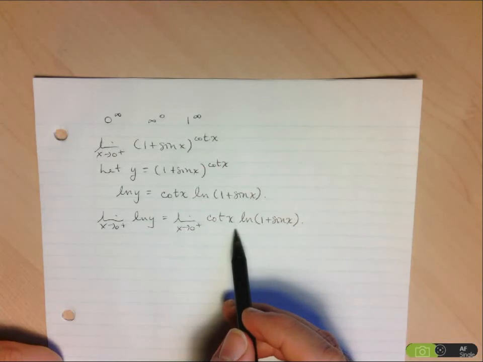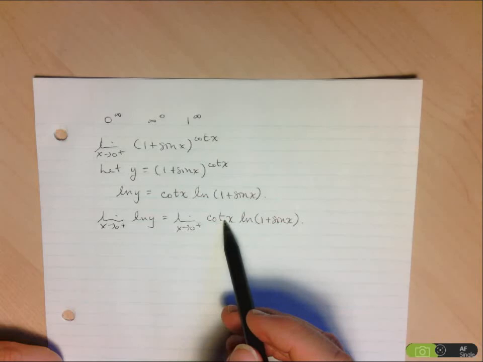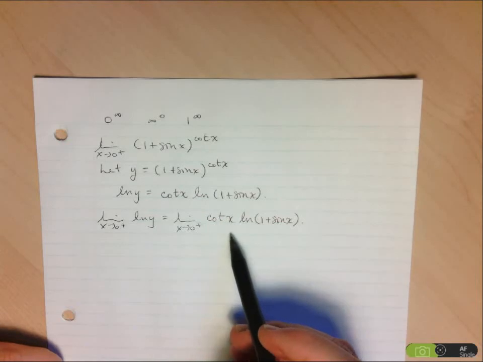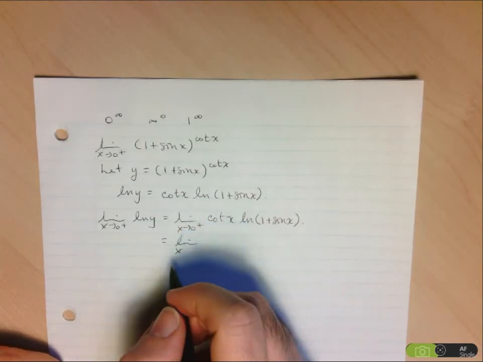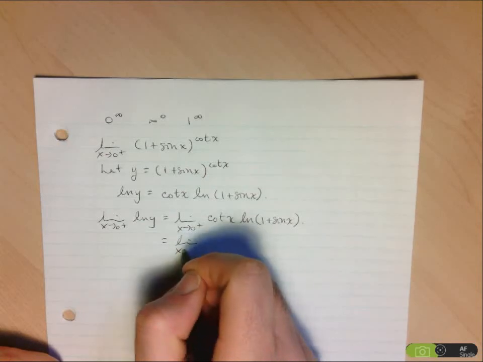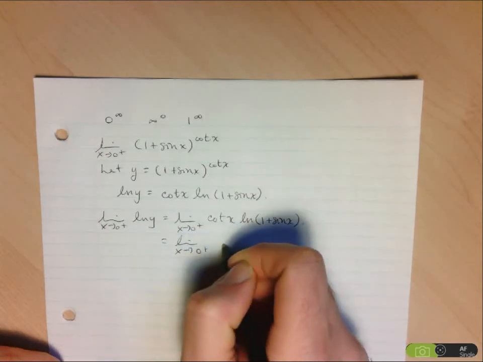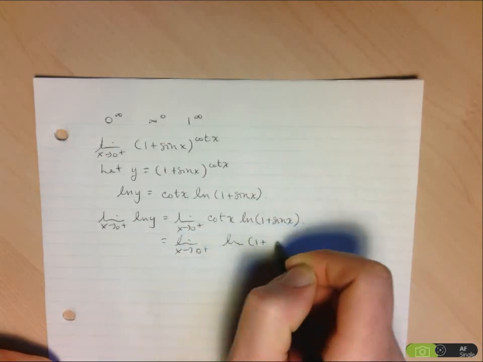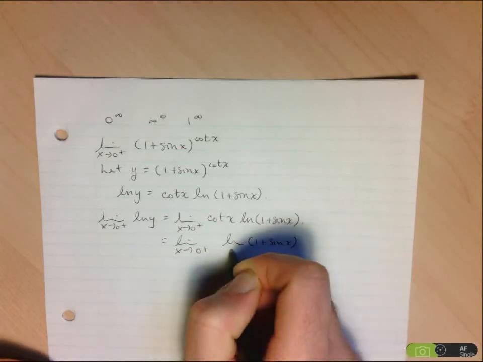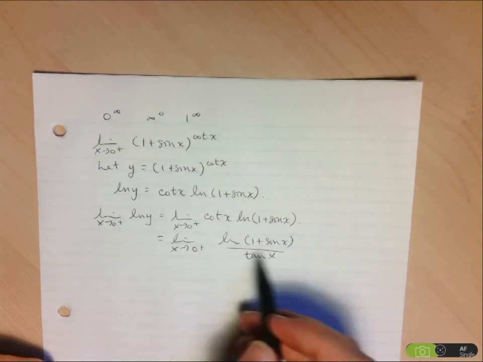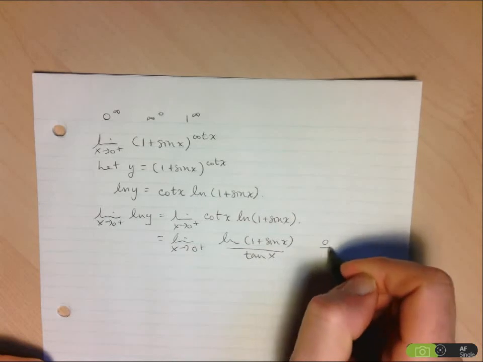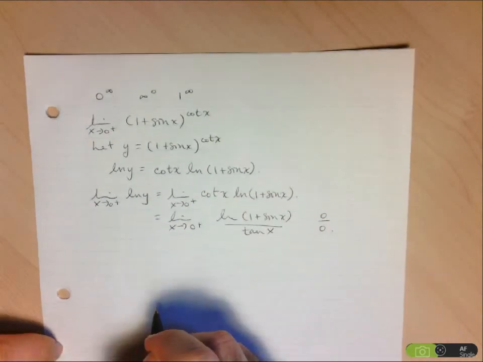So we're going to rewrite this so that it'll fit L'Hopital's rule. And the easiest way to do that is to write cotangent of x as 1 over cotangent of x, which of course is just equal to 1 over tangent of x. So as x approaches 0 from the right, we have ln of 1 plus sine x over tangent of x. And now we have 0 over 0. And so we can apply L'Hopital's rule.